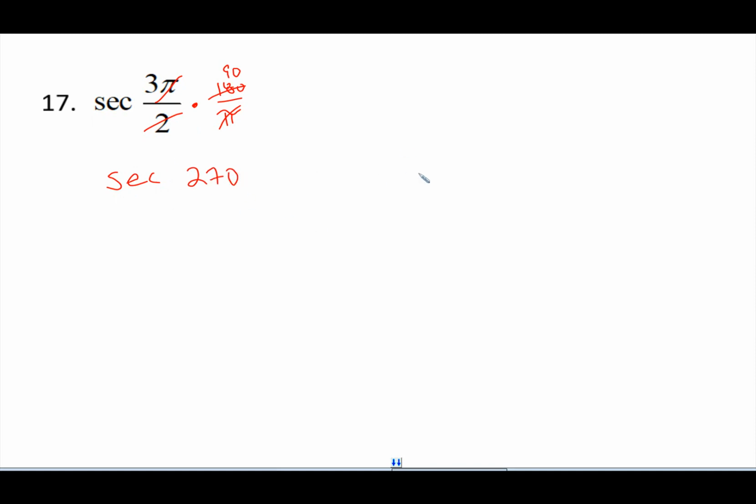You should recognize, hey, 270, that's one of those special coordinates. That's right here on the unit circle, 270 degrees. The coordinates there are 0 and negative 1. Now, secant is the reciprocal of cosine, and cosine is the x value at this coordinate. So cosine 270 is 0.